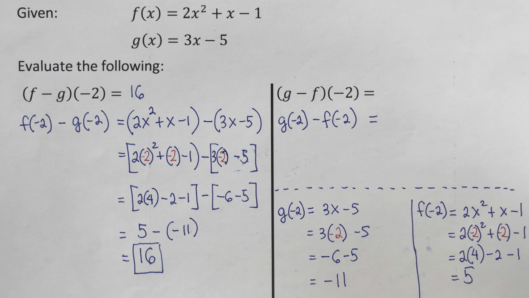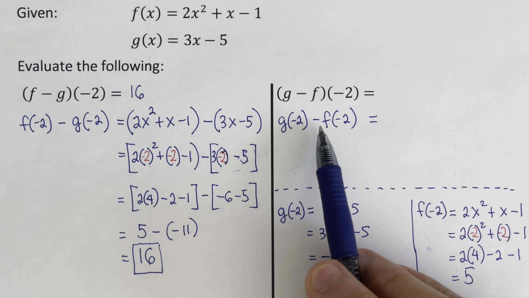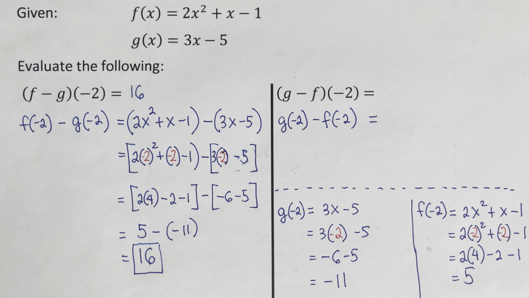Okay, so the value of f of negative 2 is 5, and the value of g of negative 2 is negative 11. Again, this is the other way to do it, where we determine the values of g of negative 2 first, and then subtract the value of f of negative 2, or you can do it this way, where you put them all together.